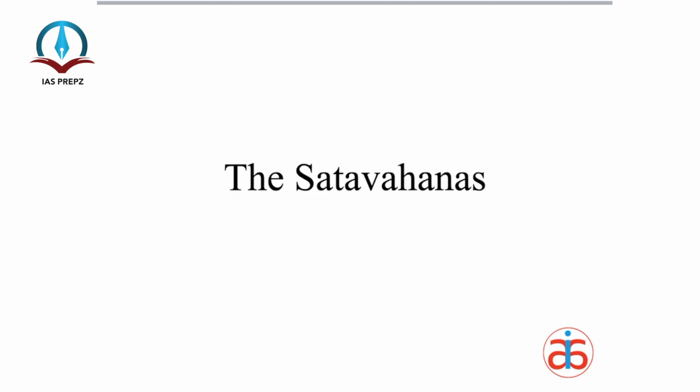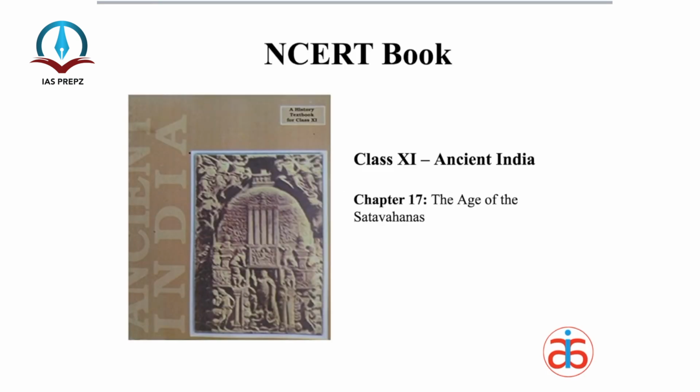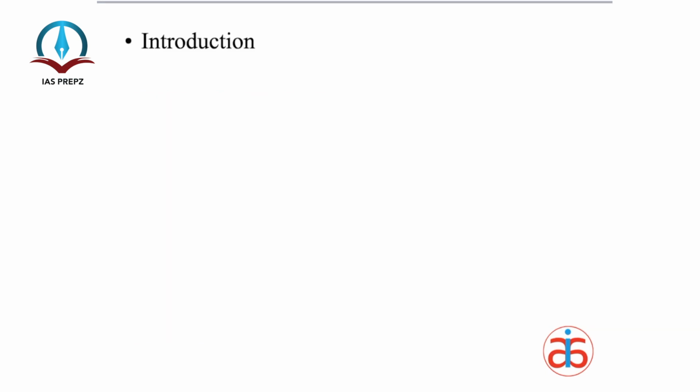Today's topic is the Satavahanas. The source used is Class 11 NCERT, Ancient India, Chapter 17, The Age of the Satavahanas. Before we start, we need to know that the Satavahanas were the successors of the Mauryan Empire in the Deccan area.